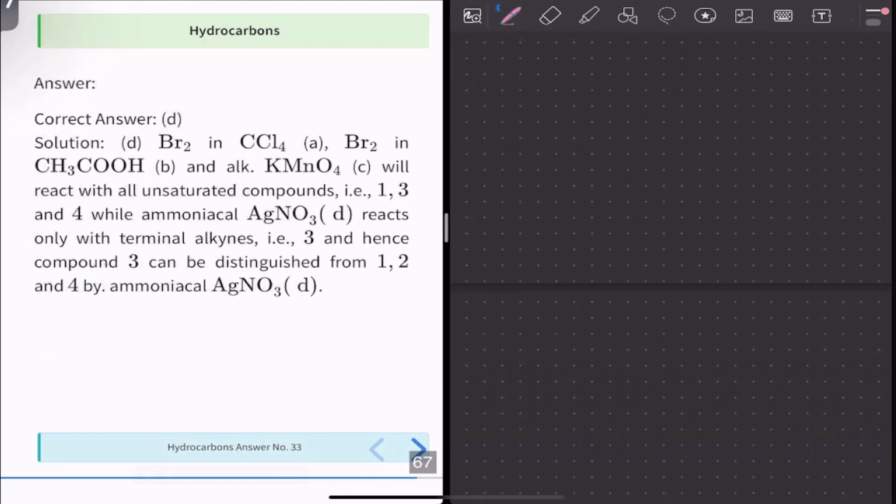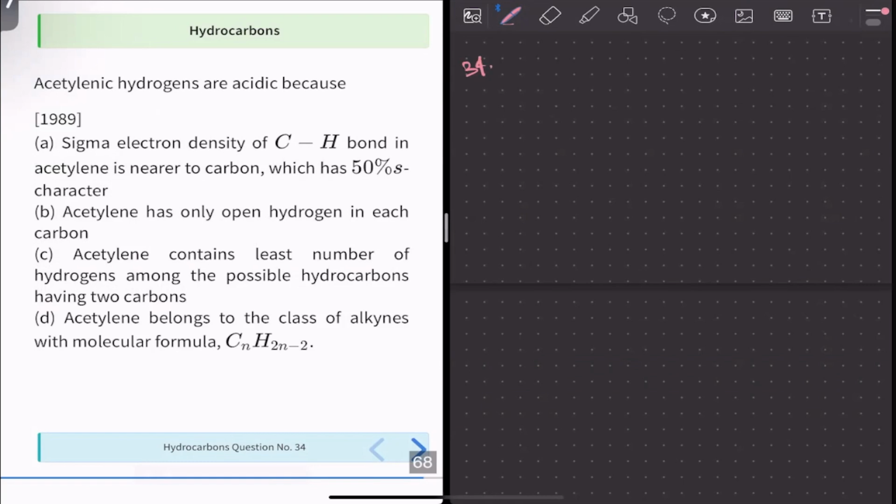Bromine in CCl4, bromine and CH3COOH, and alkaline KMnO4 will react with all unsaturated compounds, that is 1, 3, and 4. While ammonical AgNO3, that is silver nitrate, reacts only with terminal alkynes, that is option 3, and hence compound 3 can be distinguished from 1, 2, and 4. This is the same explanation I gave.